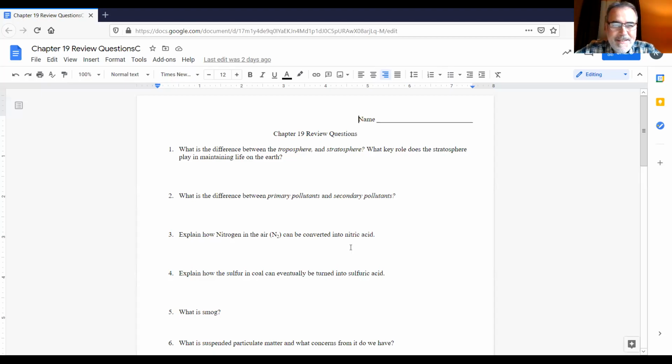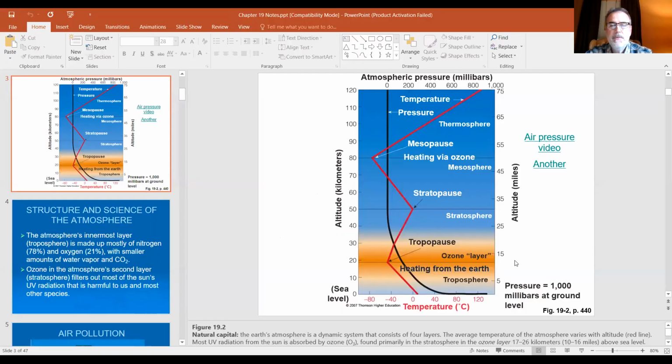All right, my students, here are the answers for the Chapter 19 review questions. Number one says, what's the difference between the troposphere and the stratosphere? And what key role does the stratosphere play in maintaining life on Earth? So let's head over to the notes that I posted.